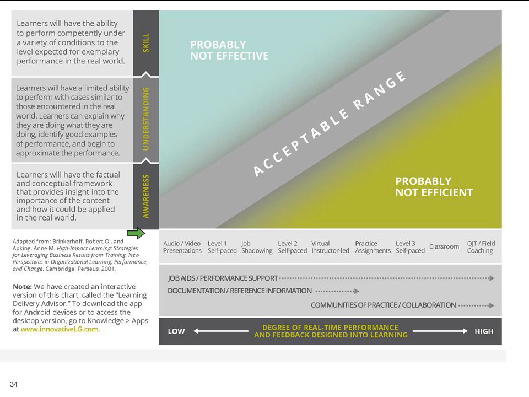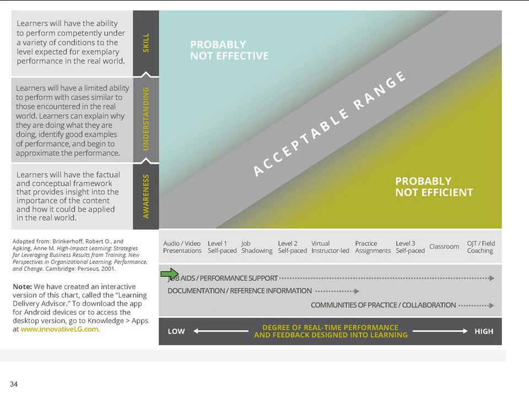The first thing I want to show you is the y-axis here. This is kind of a continuum where you're going to plot your learning objectives from awareness to understanding to skill. And across the x-axis, what you see across the bottom are the different delivery methods. If you read the language here, it's about the degree of real-time performance and feedback designed into the learning. In other words, you get to practice it and you get some feedback and coaching along the way. All right, so let's take a simple example here.